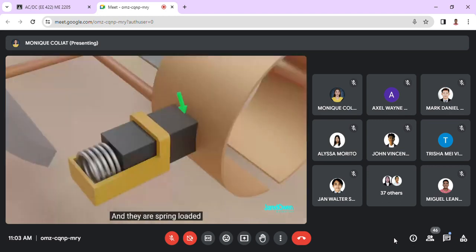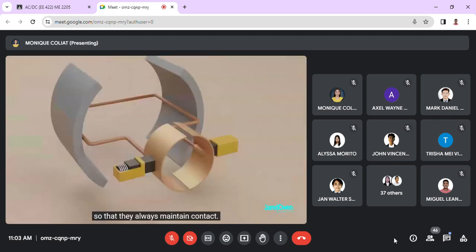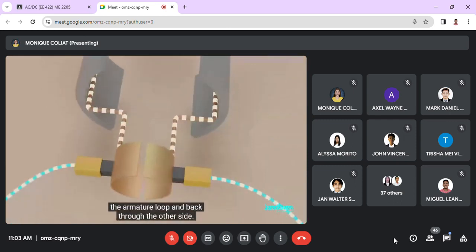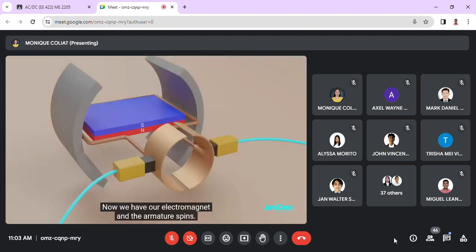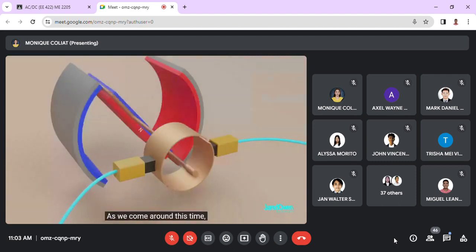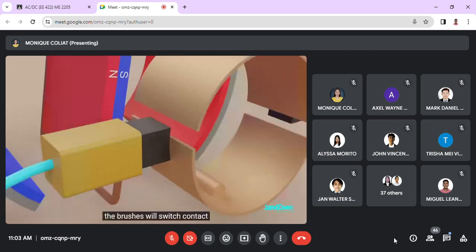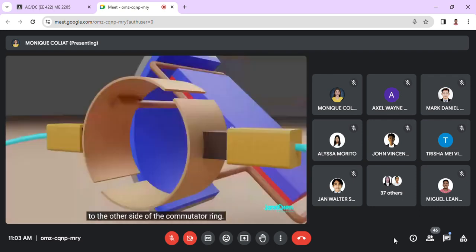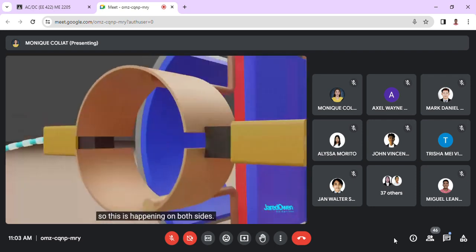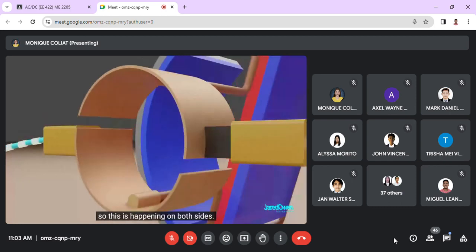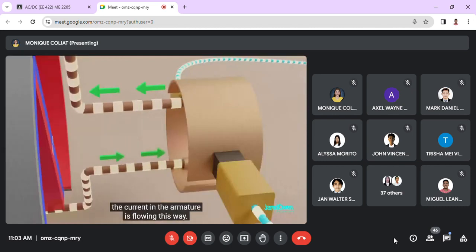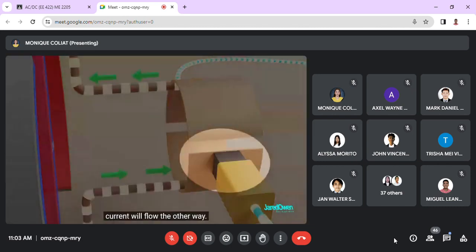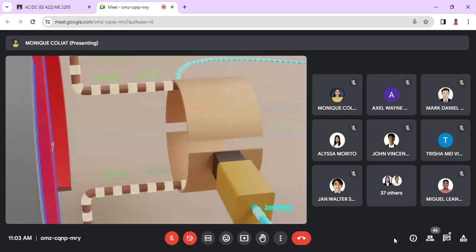The current flows from the wire, through the brush, the commutator ring, the armature loop, and back through the other side. Now we have our electromagnet and the armature spins. As we come around this time, the brushes will switch contact to the other side of the commutator ring. Remember, there's two brushes, so it's happening on both sides. Before the switch, the current in the armature is flowing this way. After the brushes switch sides, current will flow the other way. This means the electromagnet switches polarity, which will cause the armature to keep spinning.